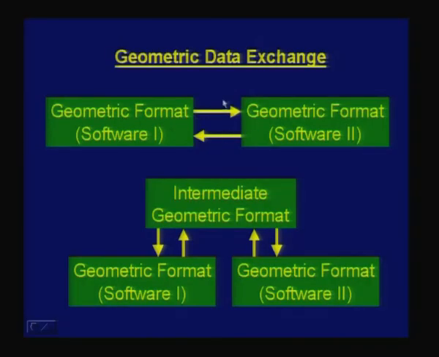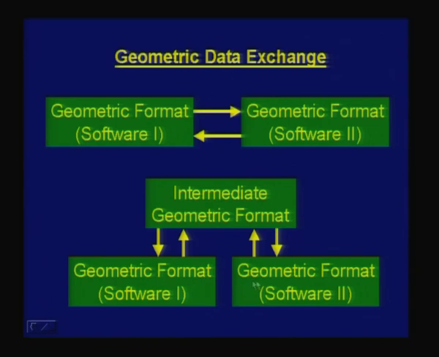The two arrows which you are seeing here are other pieces of software called geometric data translators, which take a file from software 1 and transfer it to a format which can be read by another software, and you need bidirectional translators in order to have an exchange from one particular system to another.